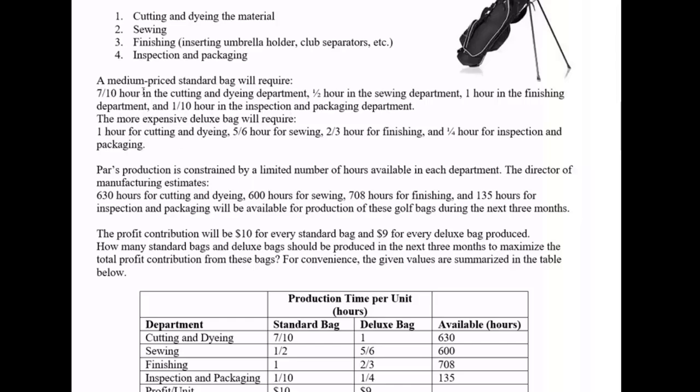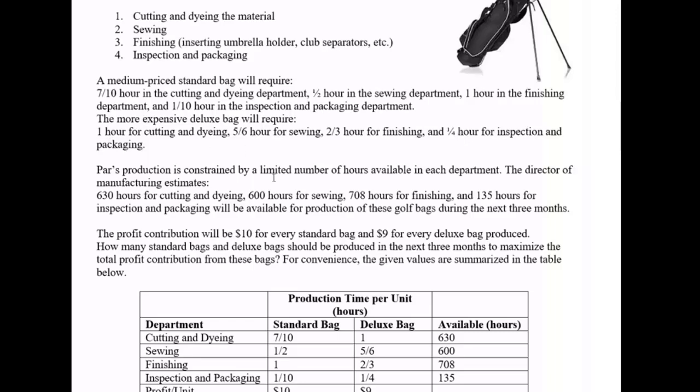And then we have some kind of recipe here, like how much resources do these bags require. So medium price standard bag requires cutting and dyeing department 7/10 of an hour. Okay, so 0.7 hour. And the sewing takes half hour. Finishing takes an hour. And inspection and packaging takes only 1/10 of an hour. And so here are the times that you need to spend to make one golf bag. And then the deluxe bag, we have the times for that too. 1 hour, 5/6, 2/3, and 1/4 of an hour.